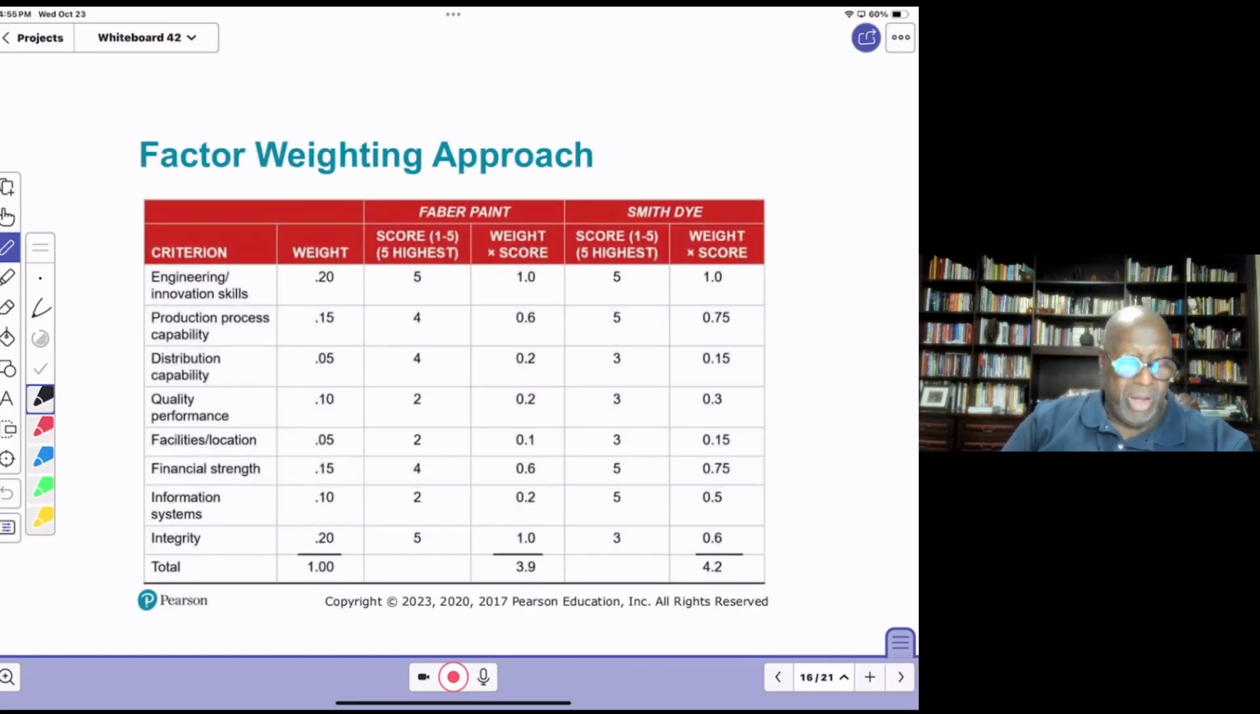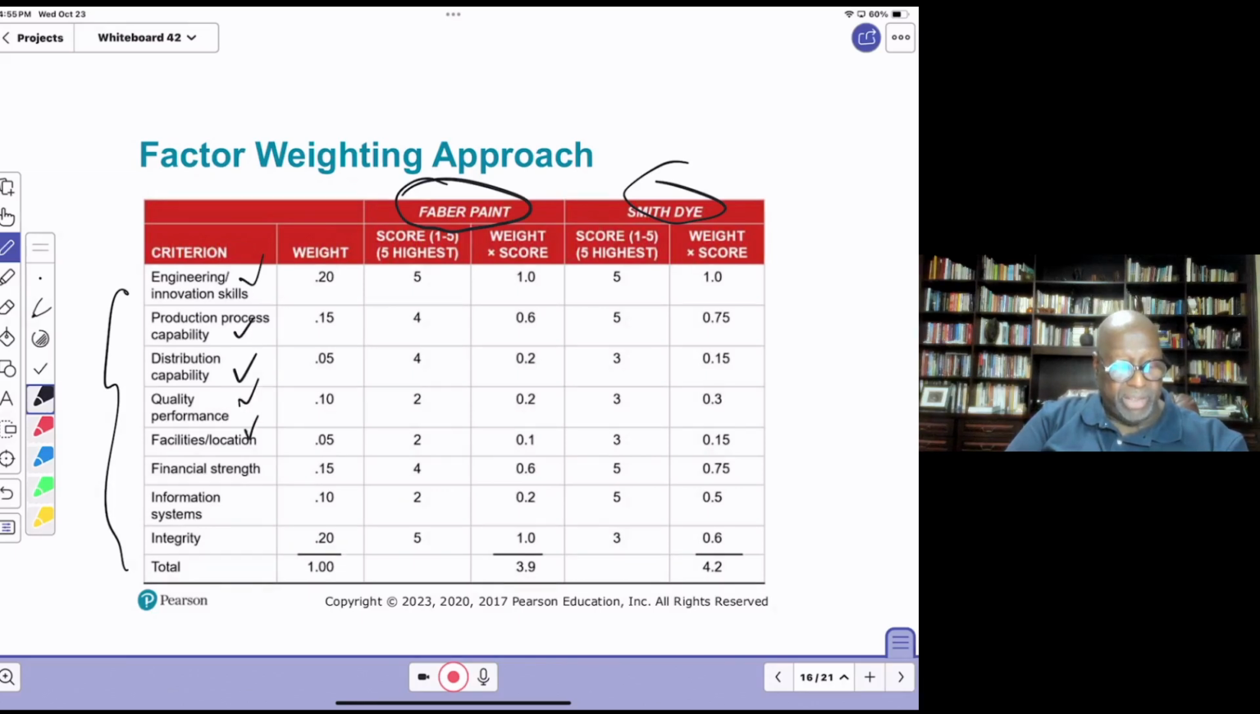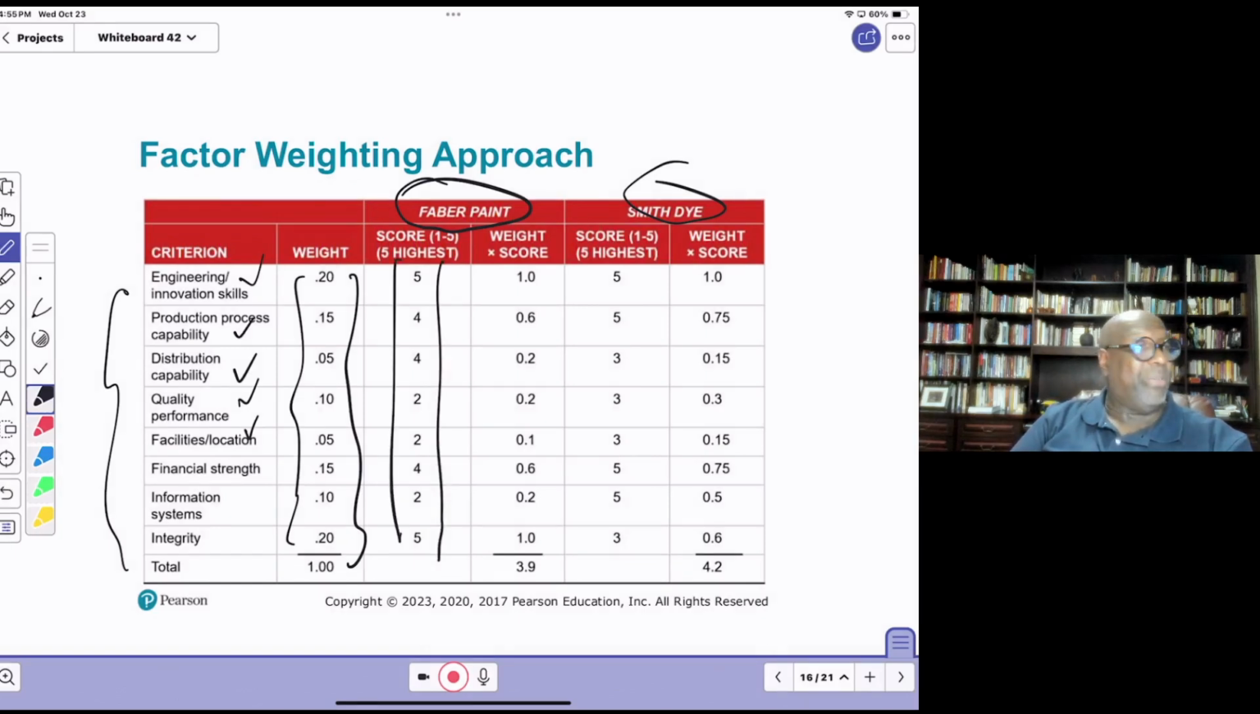All right. So if you were looking at an example, two companies, this is called Faber Paint, Smythe Die. Well, what are the factors being considered? Engineering innovation, production processes capability, distribution capacity or capability, quality, performance, facilities, location, etc. So you have all of these criteria. They're given weights that add up to 1, and then the highest possible score is a 5. So you score each of these companies on the basis of their performance on these different criteria.